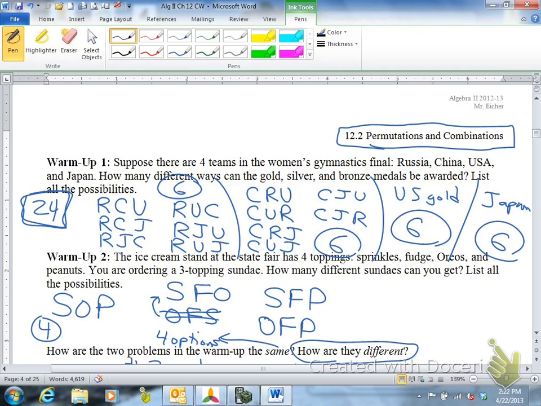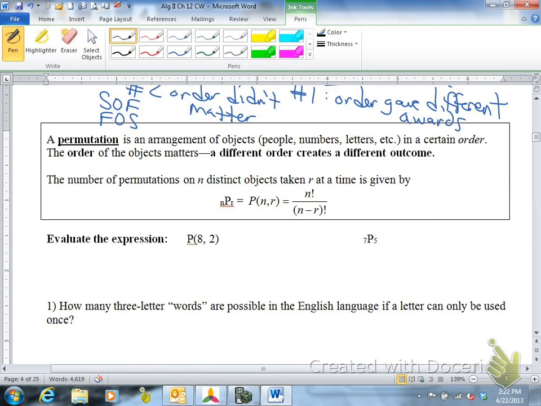A permutation is when the order matters. A combination is when the order doesn't matter. So the first part of class we'll talk about permutations. The last part of class we'll talk about combinations. So a permutation is an arrangement of objects, which could be people, numbers, letters, etc., in a certain order. The order of the objects matters. A different order creates a different outcome. So if you had Russia, China, US, that's different than Russia, US, China. A different order gives a different outcome.